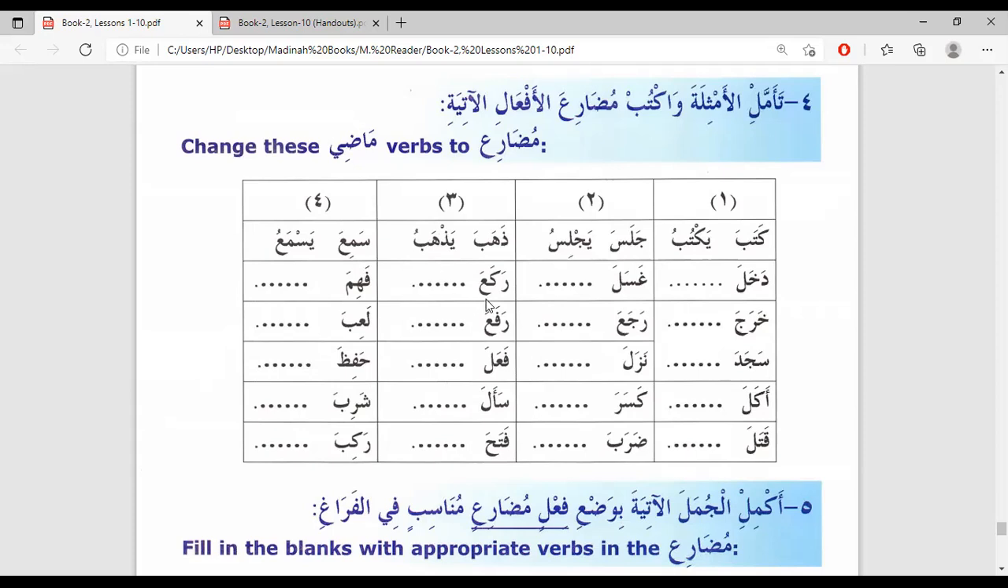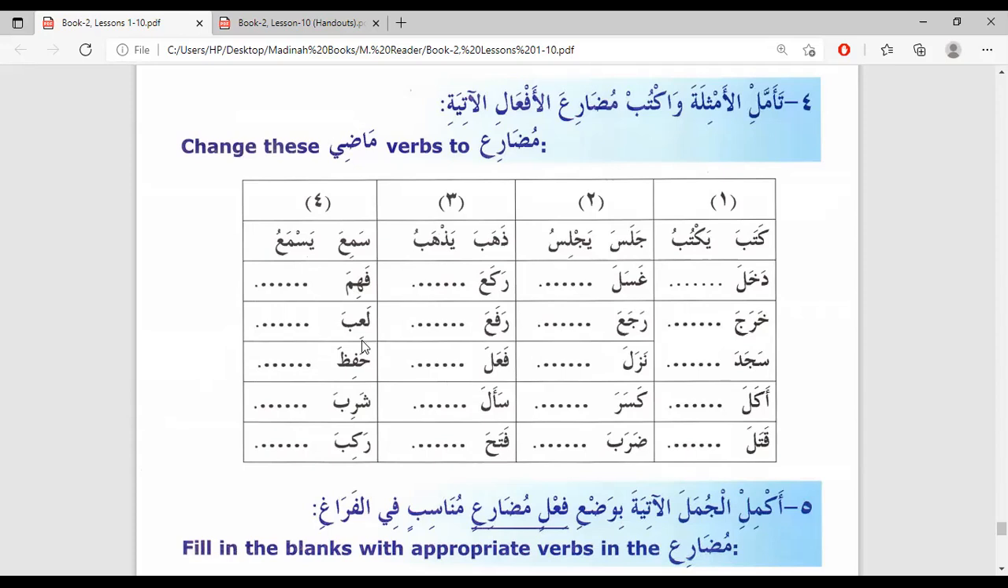Raka'a, he bent. Yarka'u, excellent. Rafa'a, he raised. يرفع, Yarfa'u, he raises. Fa'ala, he did. Yaf'alu, he does. Sa'ala, he asked. Yas'alu, he asks. Fataha, he opened. Yaftahu, he opens. Excellent. And then we have Sami'a Yasma'u, he heard and he hears. Fahima, he understood. Yafhamu, he understands.